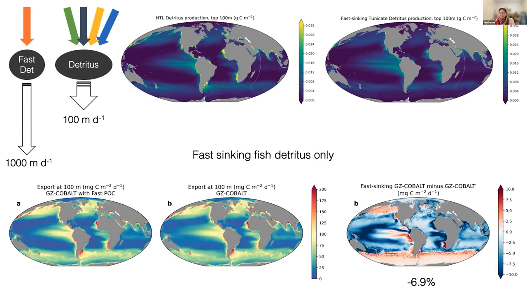So we ran these experiments for 300 years under a forced ocean condition. When you compare the results from the experiments on the left with a control simulation in the center, the difference between these two simulations shows that overall, when you include a fast sinking fish detritus into the model, export from 100 meters decreases almost 7%. Looking at the tunicates, if we only had the fast sinking tunicates, then this amount is roughly comparable, about 5.6%. And then when you add these two together, the effect is magnified with an 11% decrease.